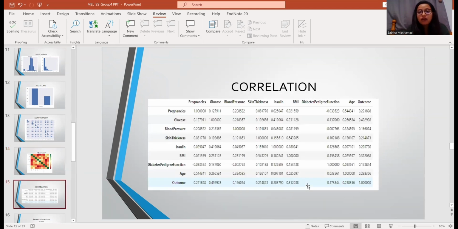Next, we have the correlation numerical values, which give the correlation between two factors. If we see the correlation values, the maximum is 0.49, which is glucose. Hence, it is clear that glucose has the maximum correlation with the outcome, followed by 0.23, which is age. This means glucose and age are the topmost affecting factors for diabetes.